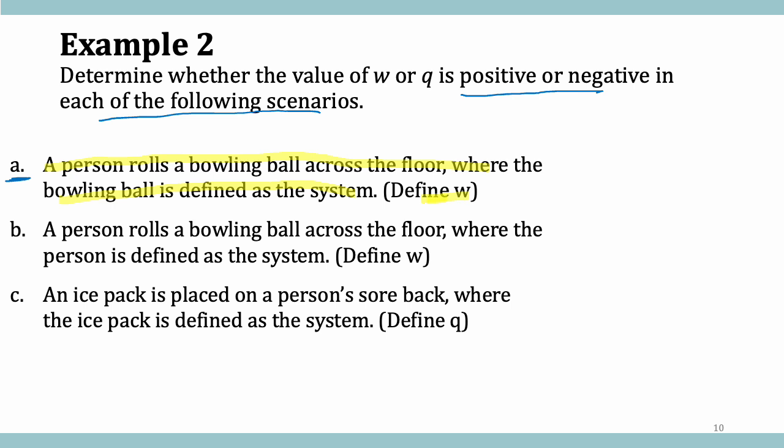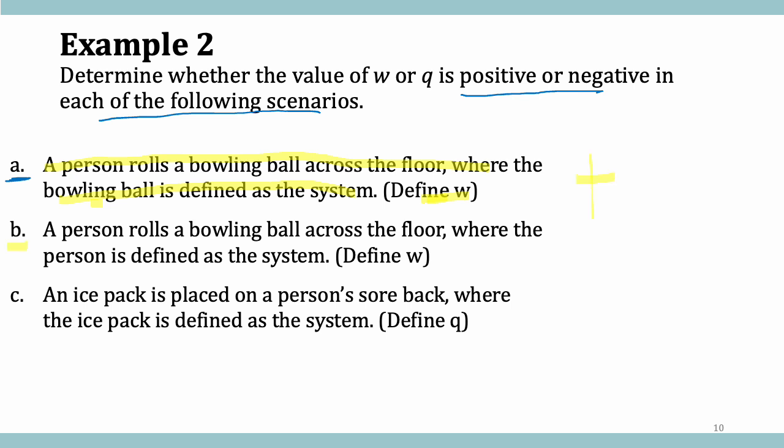So who is my system? The ball is my system. A person is rolling the ball, which means the ball is being worked on. Who is doing the work? The person is doing the work. The ball is just rolling. Okay, so system is being worked on, which means W will have a positive sign.